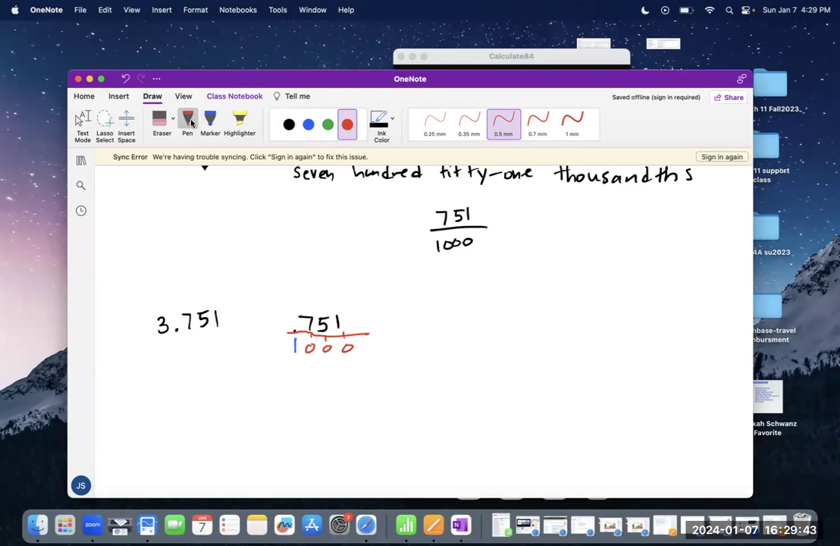But then with the whole number 3, I would just put it in the front. And now it's like a mixed number, 3 wholes and 751 thousandths. That's how we would see it, because part of it's a whole number and part of it's a fraction, so it looks like a mixed number. So 3 and 751 thousandths. So there you go. Hope you found this valuable.